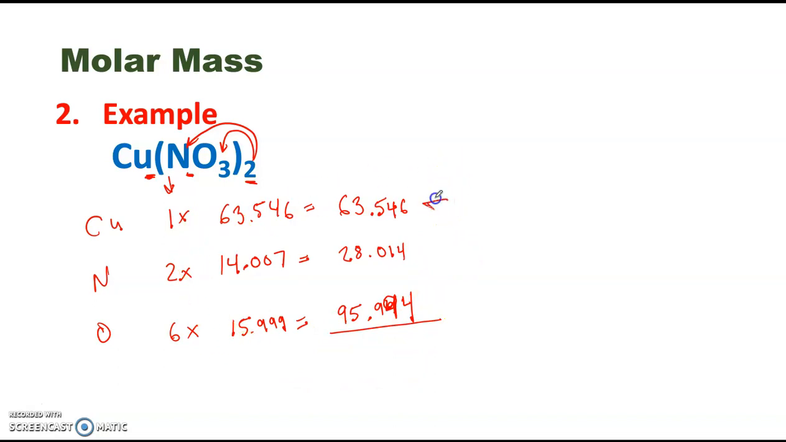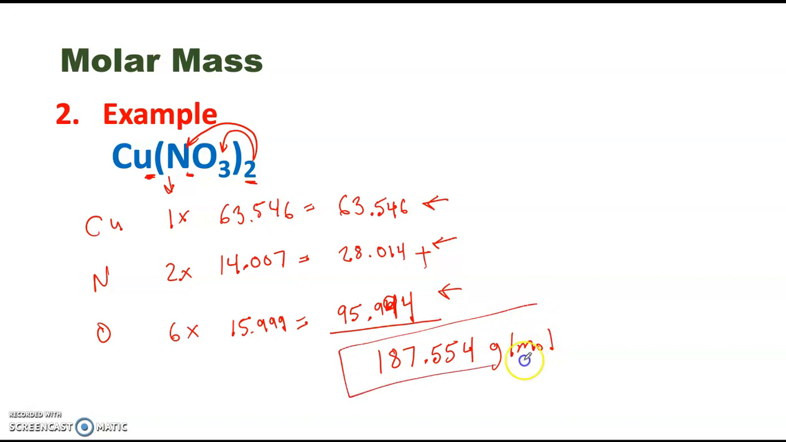Now, I know that copper makes up this much of the total mass, nitrogen makes up that much, oxygen makes up that much. Now I got to add them all together. When I add them together, 95.994 plus 28.014 plus copper's mass, I get a total mass of 187.554. Now don't forget your units. Your units are grams per mole. This is the molar mass of copper nitrate, or the mass of 1 mole of this compound.